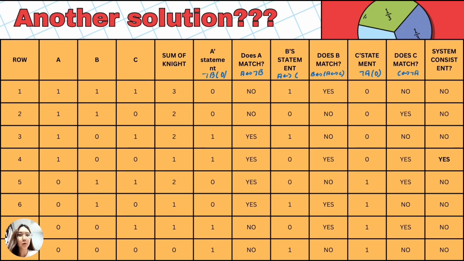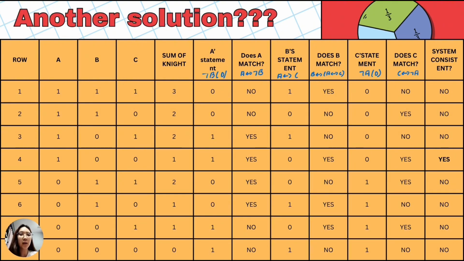And here is another solution for us to determine which is a knight and which is a knave. So we use the truth table to determine them. We have three statements, which are A, B, and C. Before this, we mentioned that if the statement is correct or the person is a knight, we put 1 for it. And if the statement is wrong or the person is a knave, we put 0 for it. So in the columns A, B, and C, we have put the 1 and 0 for them. And we also have to calculate the sum of knights. For example, in row 1, the sum of knights is 3. And the second one is 2, and so on.